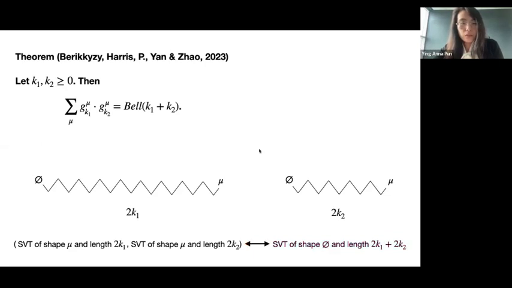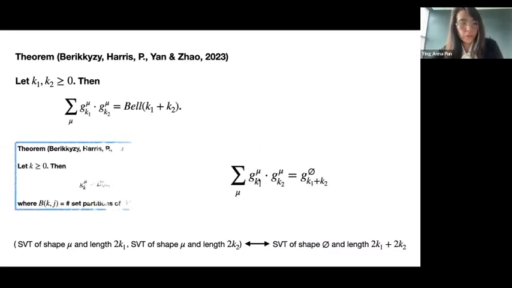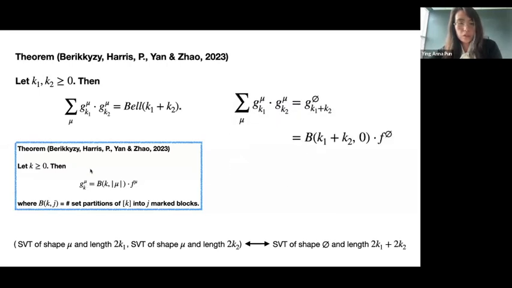So now, that doesn't tell us about the Bell number, right? That only tells us this identity. But remember, we have this really nice formula that I just introduced to you guys, that I can use by putting mu equal to the empty shape. And so now this is 0, and that's the empty shape here. And we all know that F of the empty shape is just 1. So this basically is the Bell number.